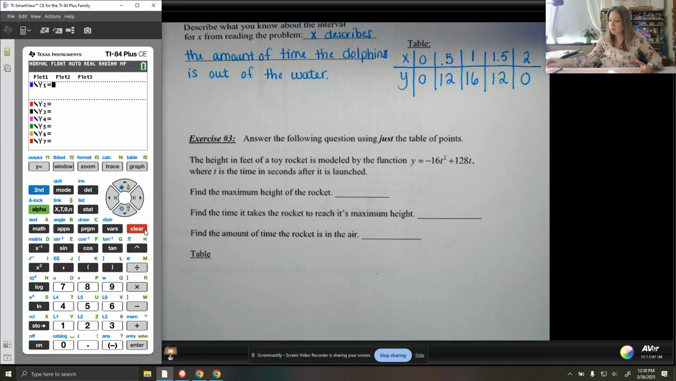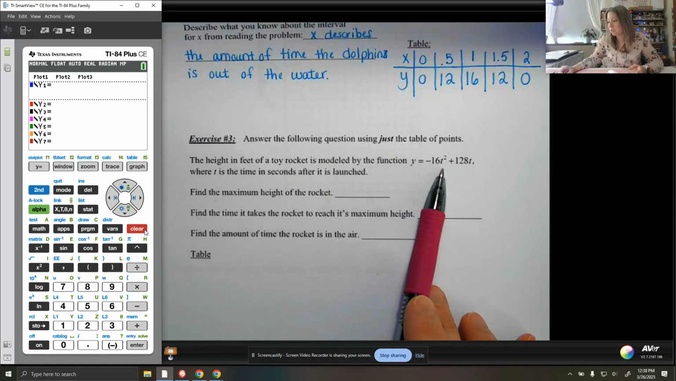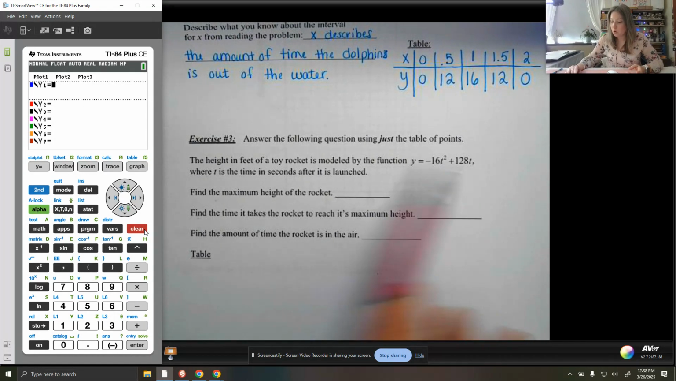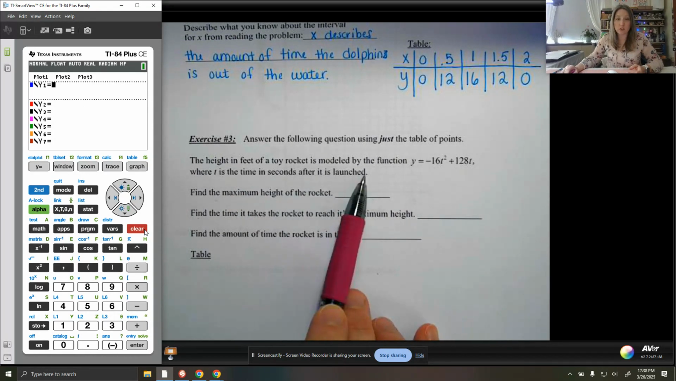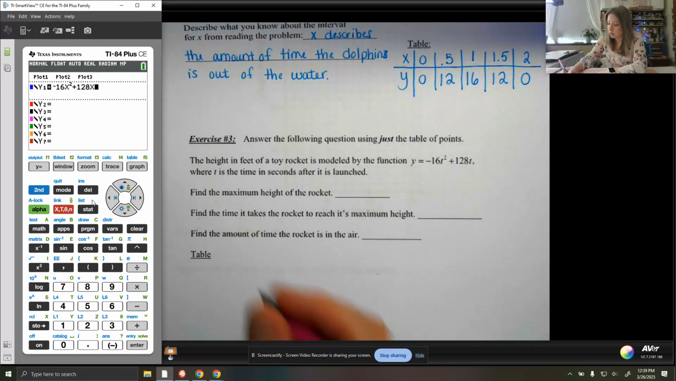So the height in feet of a toy rocket is modeled by the function y equals negative 16t squared plus 128t, where t is the time in seconds after it is launched. Okay, good description. Negative 16x squared in place of t plus 128x, again in place of t because we only have an x as our option. So x is going to be modeling our time for us.